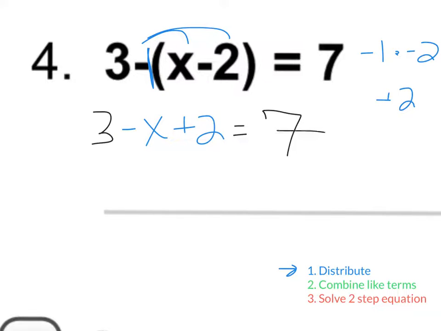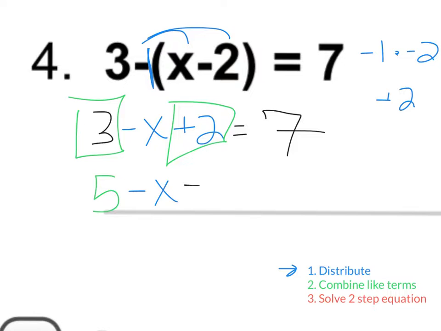And now my next step is to combine like terms. I see I have a constant here and here. I made sure to squish the sign that was out front. Alright, I'm going to combine those together, and that's going to become 3 plus 2 is 5 minus x equals 7. And now I'm going to subtract from both sides.